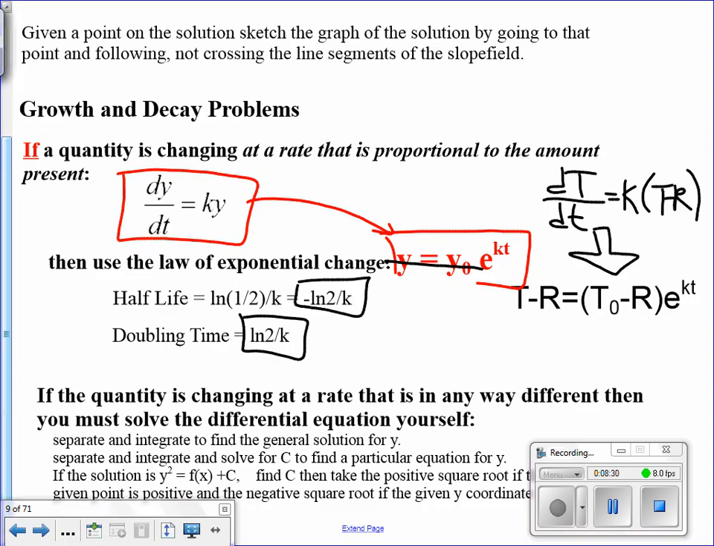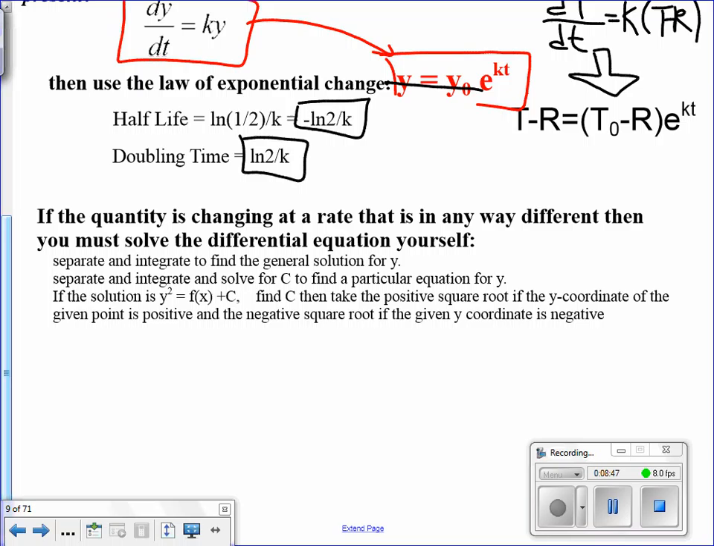The other thing we talked about: slope fields, so we could visualize the solution to a differential equation. We talked about a special differential equation and its solution, as well as the related Newton's law of cooling. The other thing, which we spent a little time on, is when you're given a differential equation and you want to solve it and it's not that one, you have to separate and integrate to get the general solution. That would still have a c in it. But if you're given a particular point, you can solve for c. You separate, integrate, and solve for c.